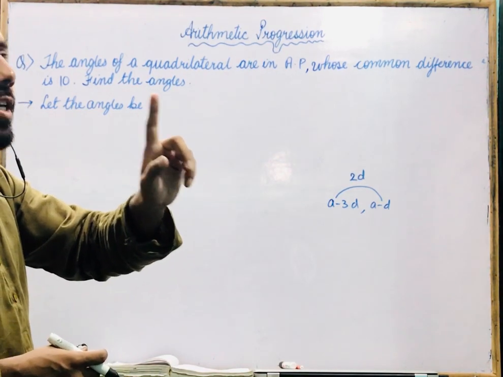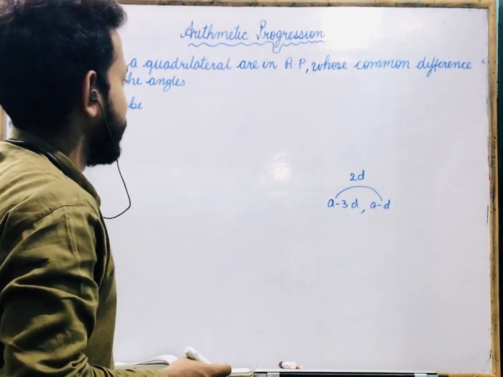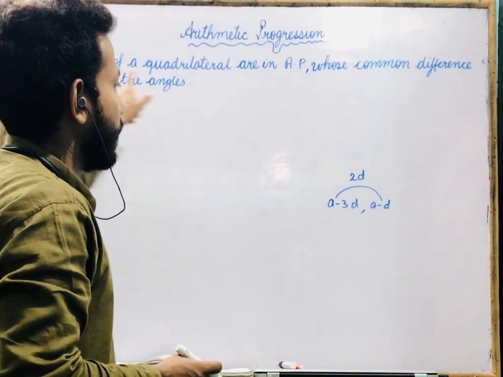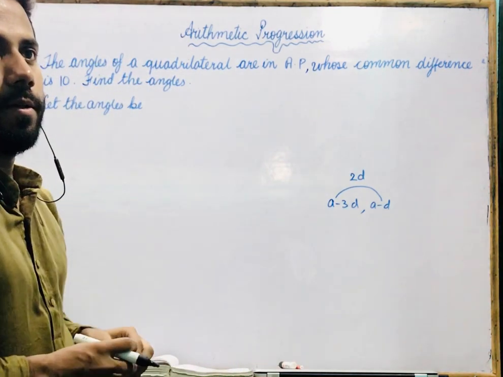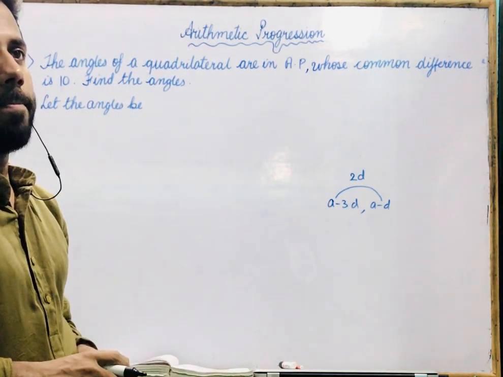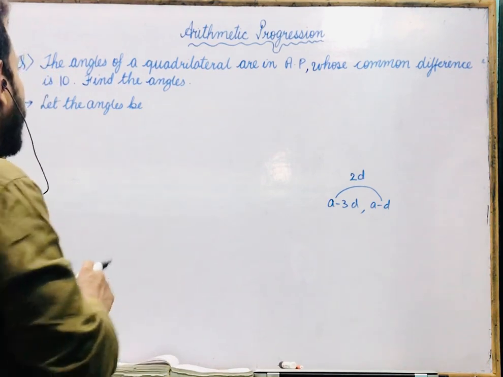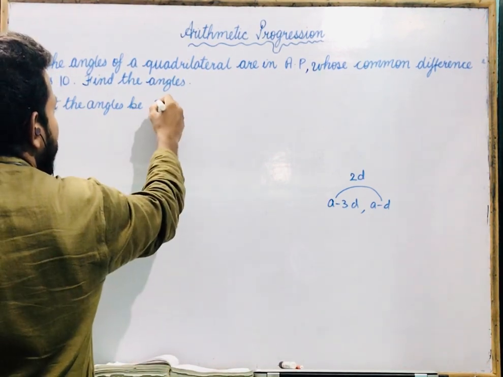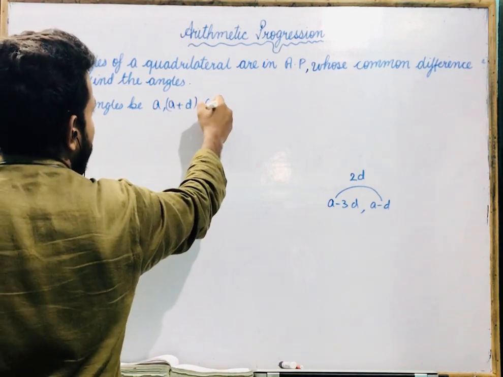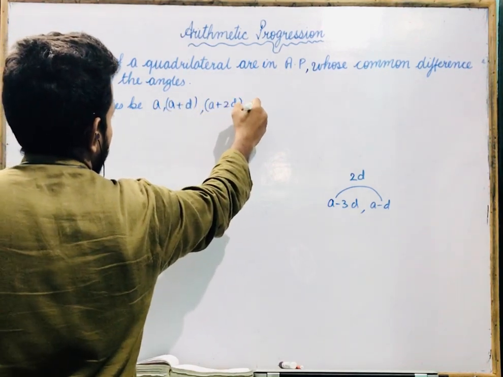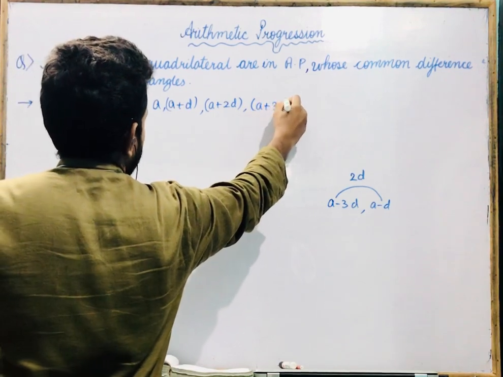It should always be d. What is given? Common difference is 10. d is equal to 10. But according to this, 2d is equal to 10. So is it possible? No, the question cancels. So we will take this as, let the angles be a plus d, the way we started making an AP in the beginning, a plus 2d and a plus 3d.